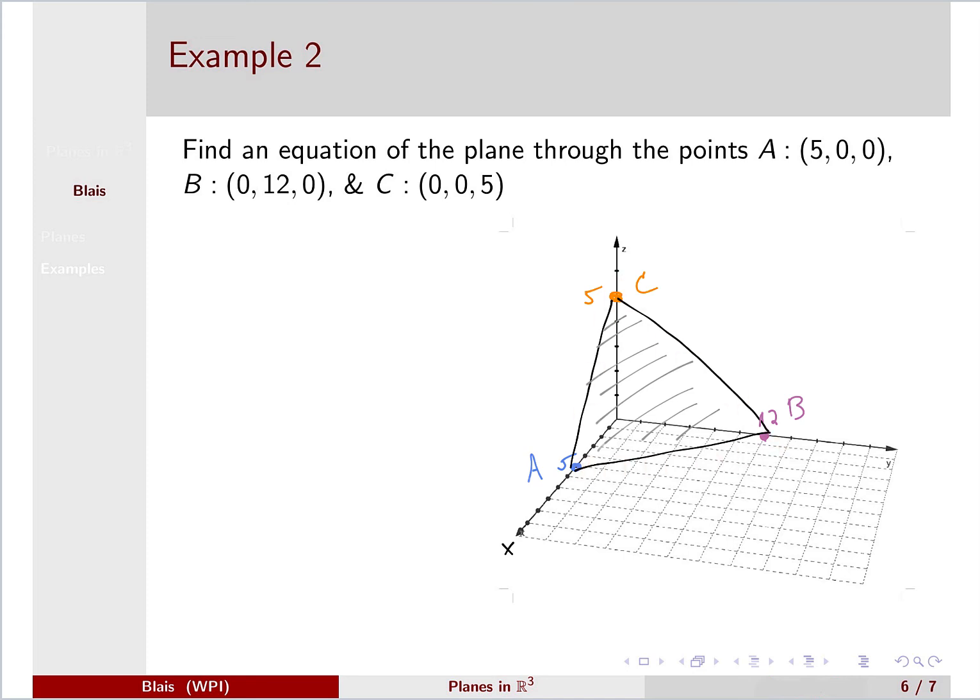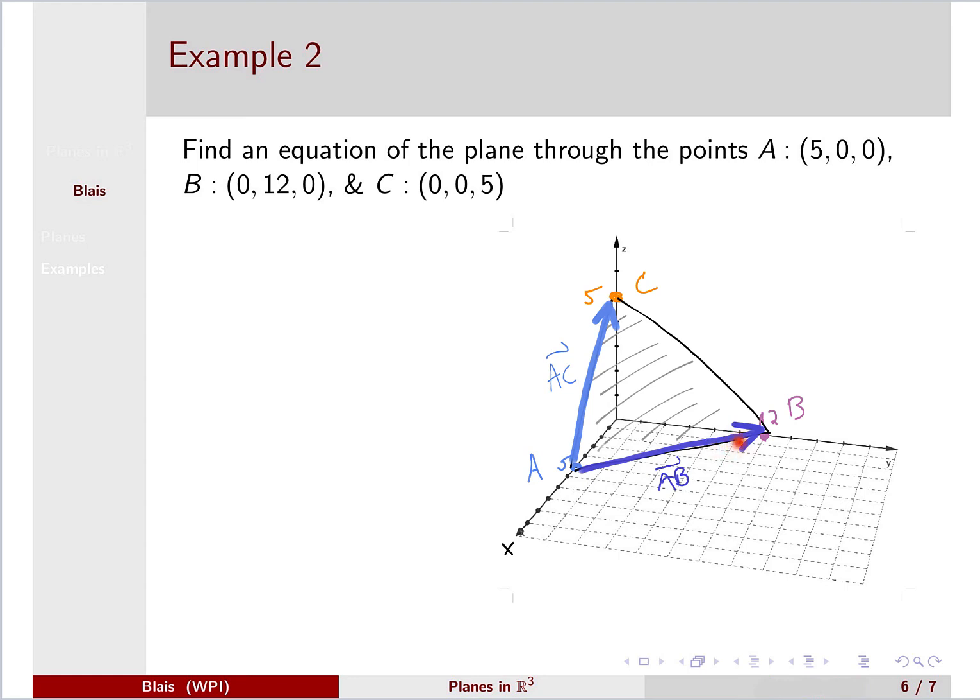So for instance, let's think about the vector AC. That vector is parallel to the plane. How about another vector, AB? Also parallel to the plane. So AB and AC are both parallel to the plane. They are not parallel to one another, specifically because they form legs of this triangle.